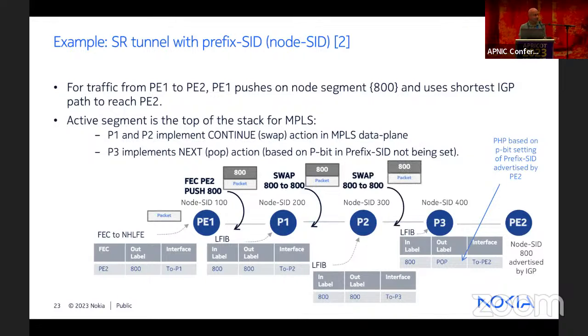Same thing happens at P2. It looks it up, 800 to 800. P3 is interesting because we've got PHP happening there. So when it gets to P3, it looks up 800 and it goes, hey, I've got to pop it. So it pops the 800 and just sends the bare packet to PE2.